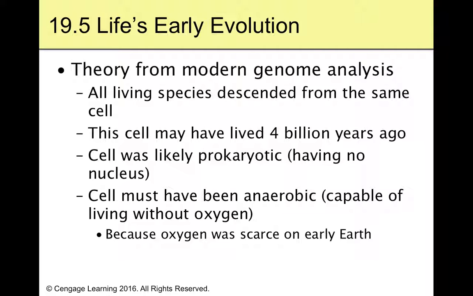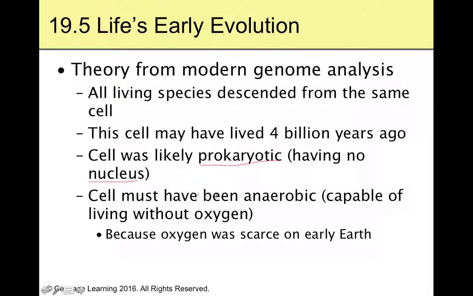So the theory for modern genome analysis, basically the idea, of course, is that all living species descended from the same cell. This cell might have lived somewhere in the order of about 4 billion years ago. The cell was probably prokaryotic. Prokaryotes are way simpler than eukaryotes. They don't have a nucleus, they don't have membrane-bound organelles. It's really just DNA, membrane, some ribosomes, and that's about it. We're gonna go with the simplest first.